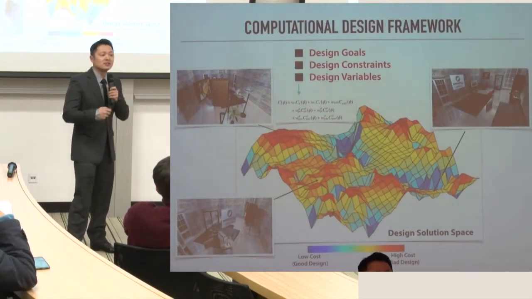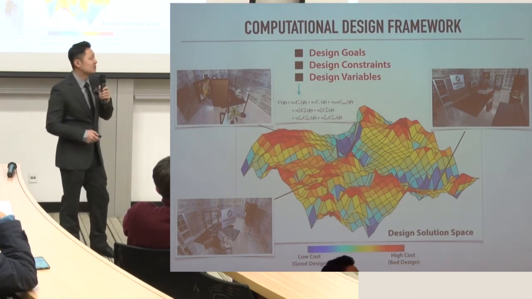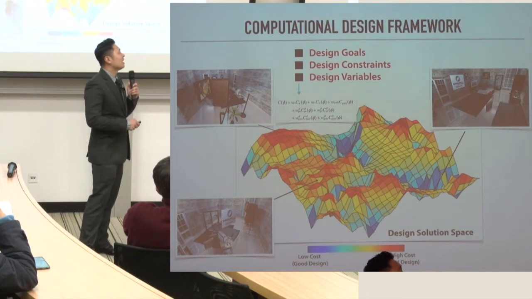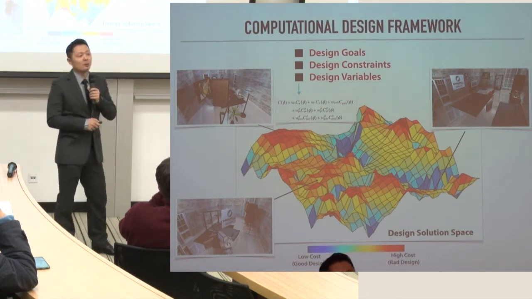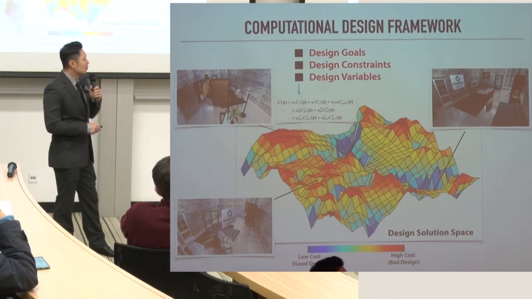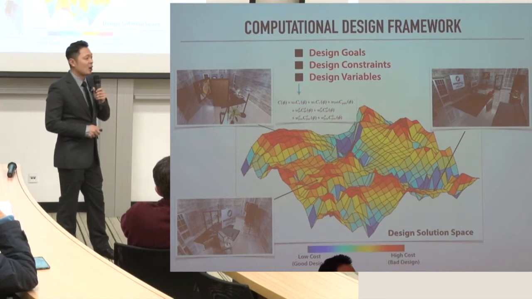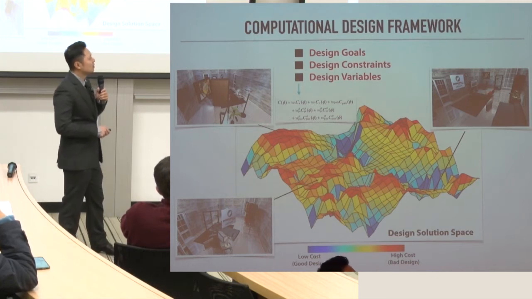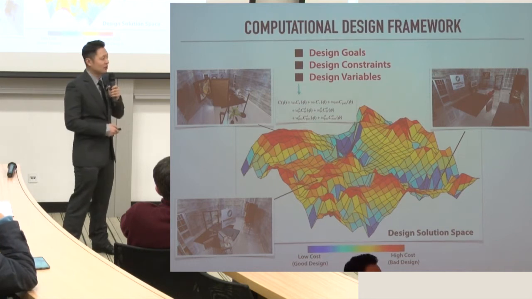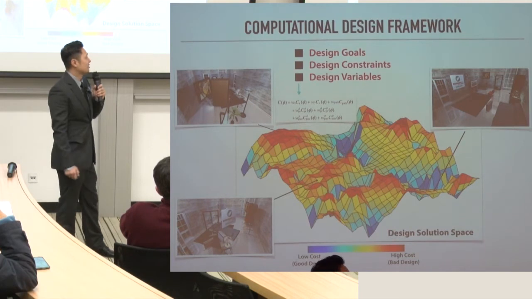So before I talk about specific design problems, I would like to introduce the general computational design framework. Basically, we want to formulate a design problem into an optimization problem. This optimization function will contain a design solution space that has many design options. Some design solutions may be bad, some design solutions could be good. Our goal is to find a good solution in this solution space.